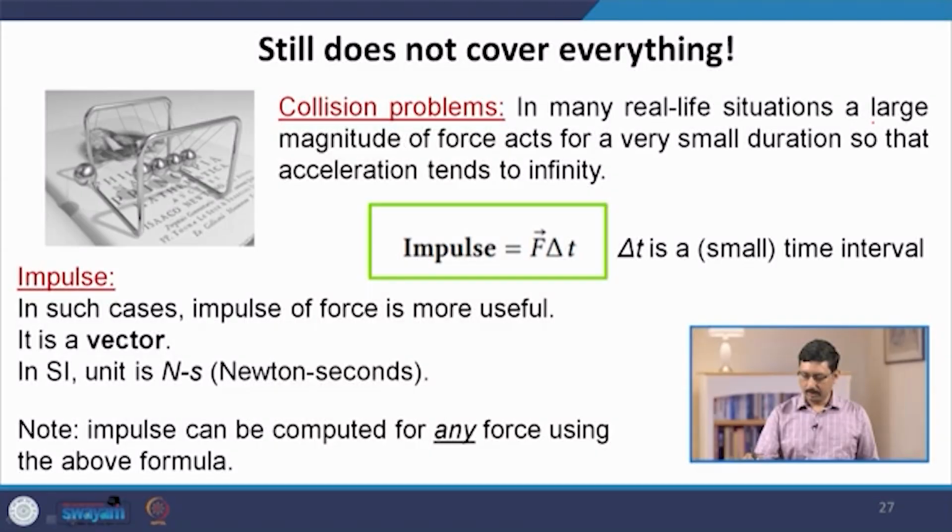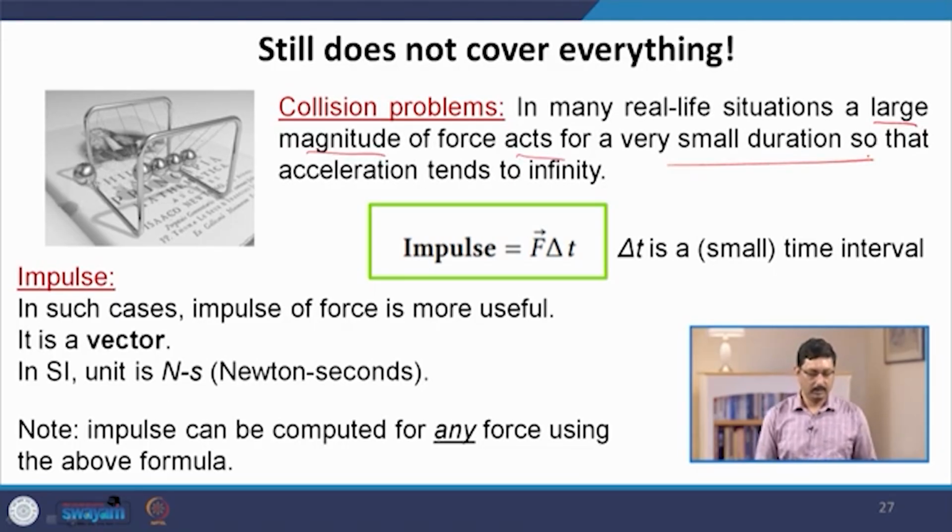Now, coming back to our discussion on Newton's second law. We have covered situations where the mass of the system or particle is constant, and we have also covered a situation where the mass of the system can vary, and still it does not cover everything. There is an important class of examples, for example, the collision problems, in which a large magnitude force can act for a very small duration.